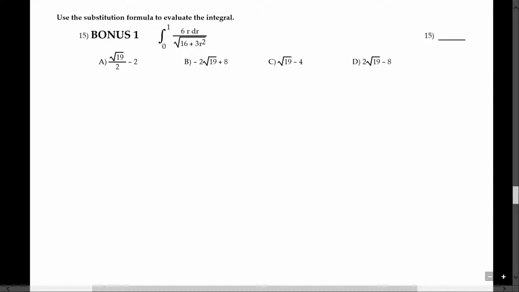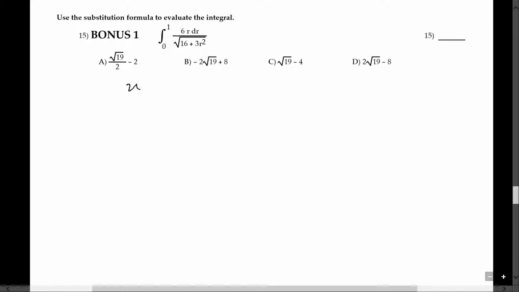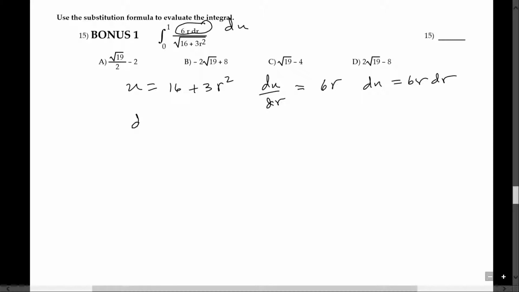Now we have a problem finding the definite integral from 0 to 1 of this function. Notice if we let u equal 16 plus 3r squared, du dr is equal to 6r. So du equals 6r dr. So 6r dr would be du, and we would now have du over the square root of u.